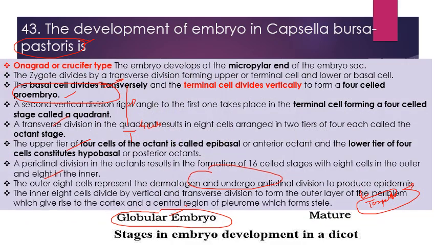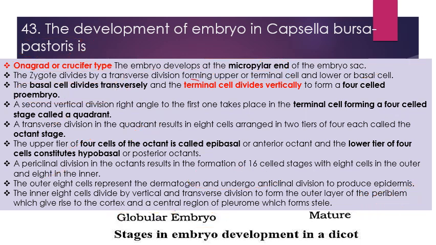This crucifer type of development is also known as the onagrad type. Here the embryo develops from the micropylar end of the embryo sac. The zygote divides by transverse division, forming an upper terminal cell and a lower basal cell. The basal cell divides transversely, while the terminal cell divides vertically to form a 4-celled proembryo. This structure is known as the proembryo.